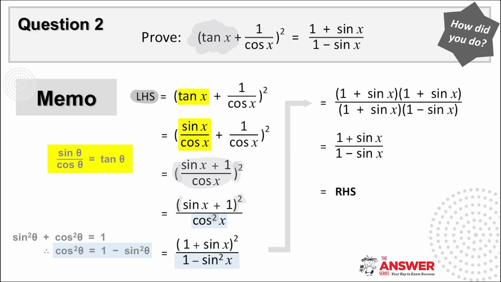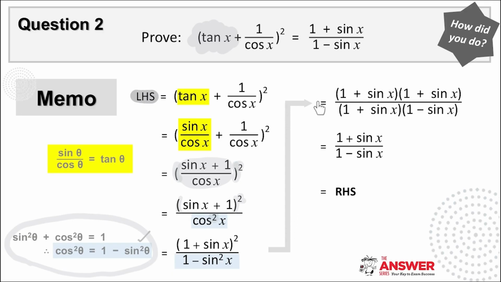Let's see if our squared identity can help. Remember all the ways it can be written, and yes, here we can see that cos squared can be replaced with 1 minus sine squared. So it definitely feels like we're getting closer now, but we're not quite there yet.